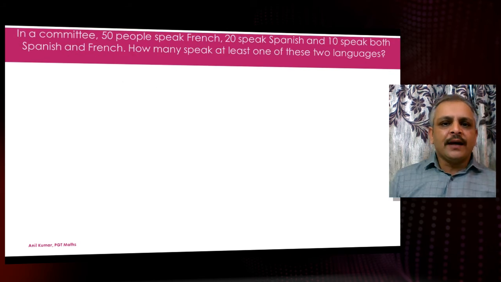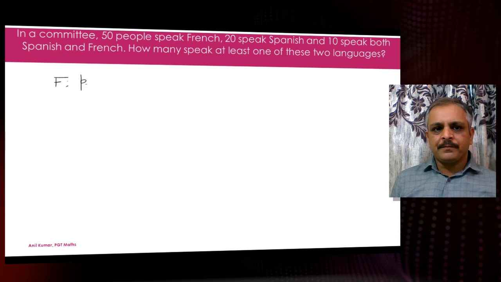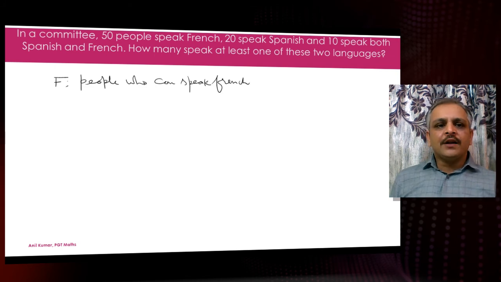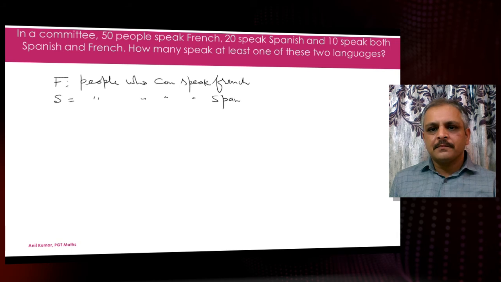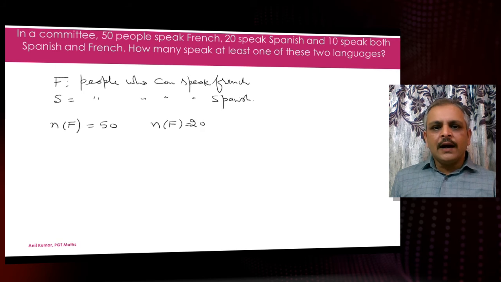So in a committee, 50 people can speak French. So let F stand for the people who can speak French. Okay. And 20 like Spanish. So S stands for the people who can speak Spanish. And 10 like both. So number of people who can speak French is 50. Number of people who can speak Spanish is 20 and number of people who can speak both of them, that means F and S. Sorry, this is S. F and S. So that will be 10.